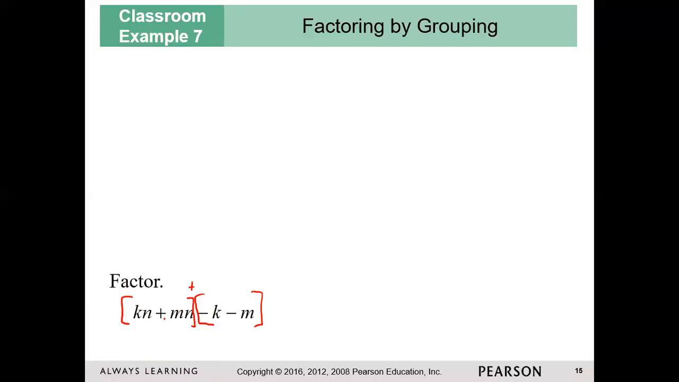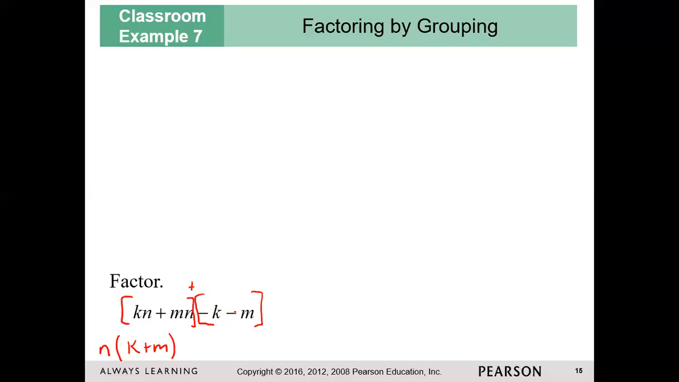So I'm looking at kn plus mn, and they have an n in common. So I'll take that out, and that leaves you with k plus m. Over here, they have what appears to be nothing in common, but remember, I told you before, it's sometimes in your best interest to factor out a 1 if their GCF is 1. And in this case, factoring out a 1 is not enough.